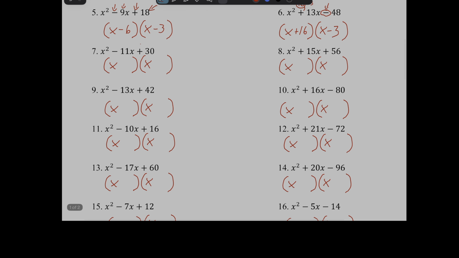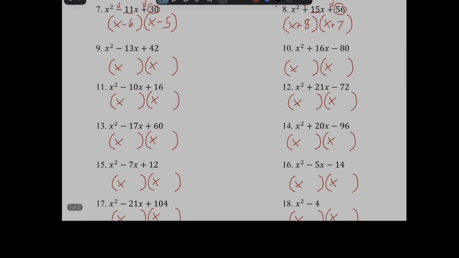Number 7, third term is positive. Signs are the same. Take the sign of the middle number. Factors of the third will add to the middle, and in this case, it's going to be 6 and 5. Number 8, third term is positive. Signs are the same. Take the sign of the middle. Factors of the third will add to the middle, which is going to be 8 and 7.